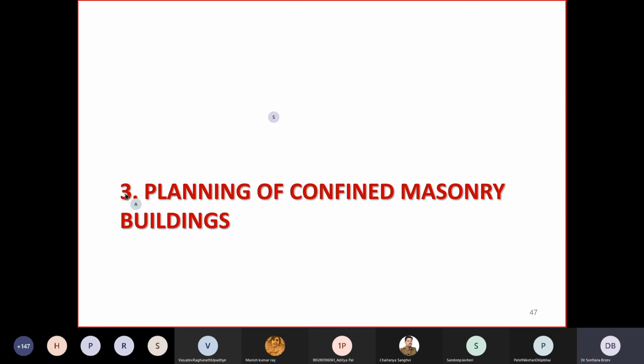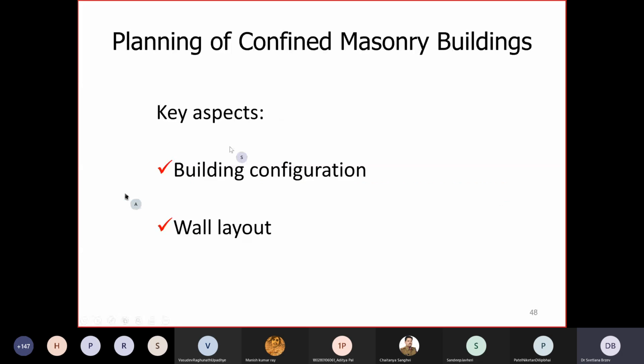The third topic is planning of confined masonry building, and here I would maybe bring up some rules which are similar to other wall systems, masonry or concrete. I would say they would be applicable to other systems, other technologies. So I will talk about two aspects of this planning in, of course, seismically prone areas. One is building configuration and the other is wall layout.